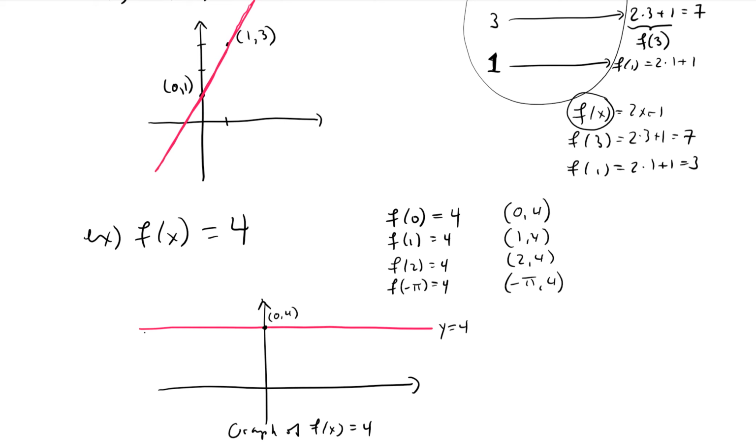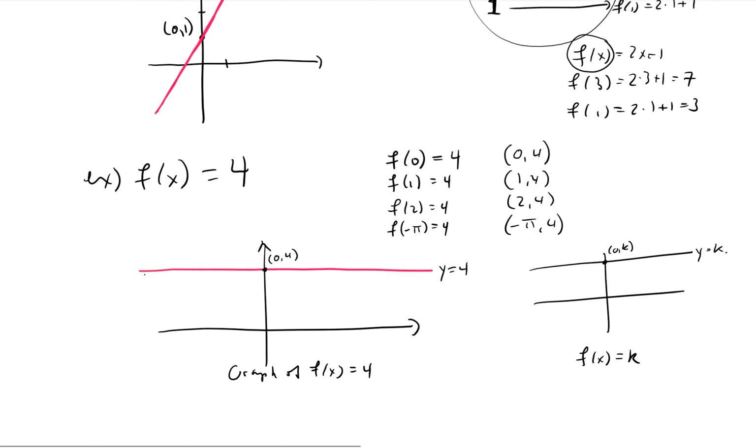So in general, right, if you've got f of x which is equal to some constant k, well, its graph is going to be k all the time. So this would be 0, k. This would be the line y equals k. Okay, so this is what we call the constant function. So this is a constant function.